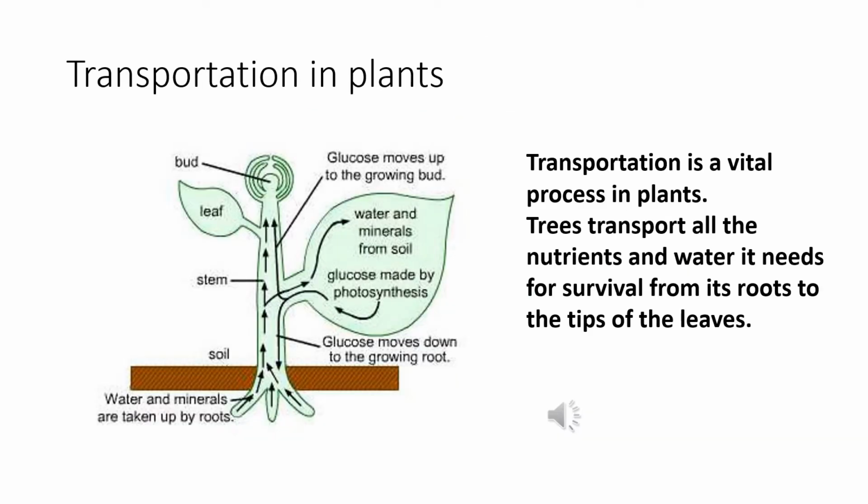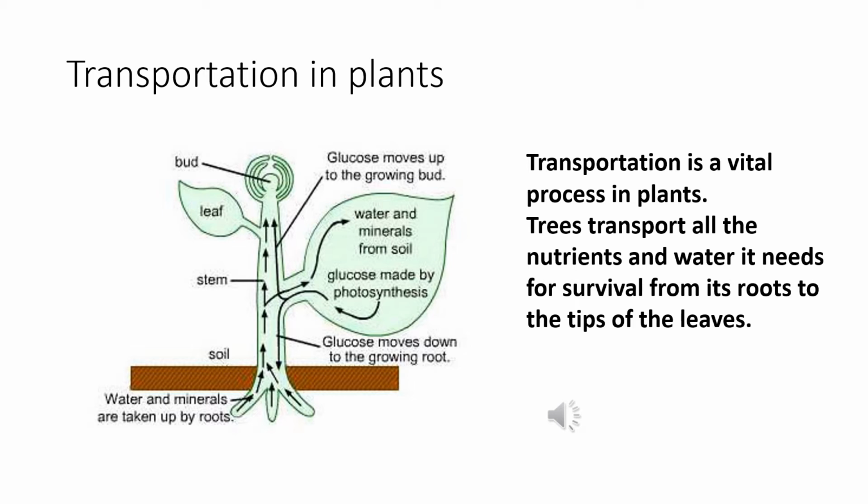In this picture, if we follow the first arrow, that is the water and minerals taken up by the roots from the soil, they go to the leaves, and from the leaves, by the process of photosynthesis, glucose is made. Glucose moves down to the growing roots because the growing roots also need energy, and the glucose also moves up to the growing bud which also needs energy. This way xylem and phloem conduct water and minerals and glucose or food respectively.